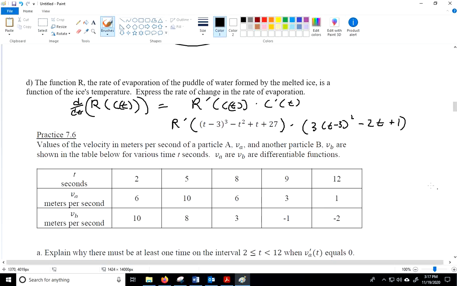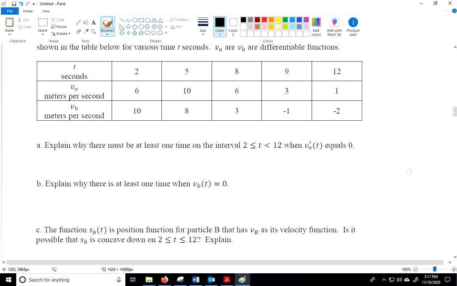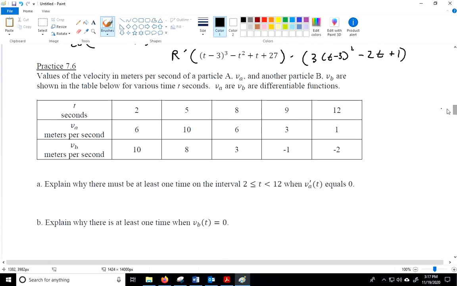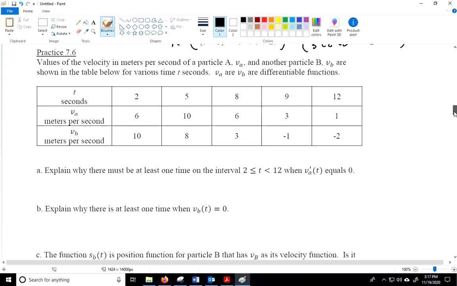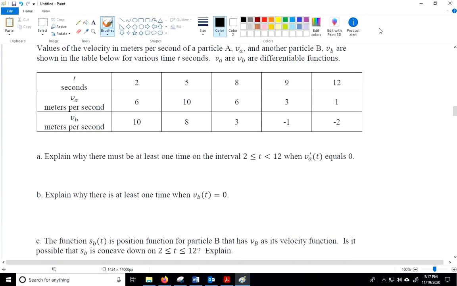All right, let's take a look at another problem. We have a table, looks like here. Various values of the velocity in meters per second of a particle A, v sub A. So we have particle A with velocity v sub A, and another particle B has velocity v sub B. Makes sense, right? Are shown in the table below for various times t seconds. V sub A and v sub B are differentiable functions.